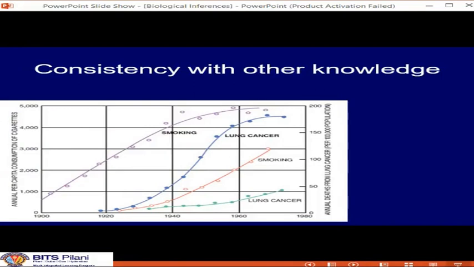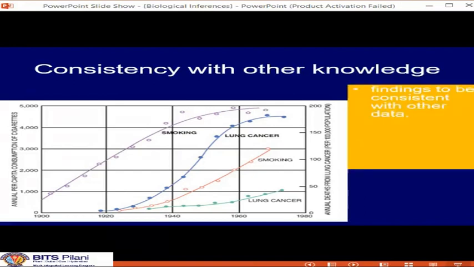Now we say that, okay, we found out that smoking is associated with lung cancer in men. The same story also seems to happen in women. Then we say this is consistent knowledge. We are finding some consistency in the story across different subgroups or groups of people. The finding should be consistent with other data. But this is not such a very important finding among the 9 points which I mentioned. The absence of consistency doesn't mean that it's not causal, but it's a nice thing to also have to prove causality.